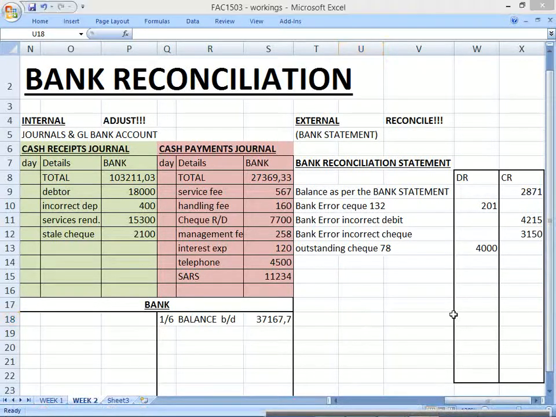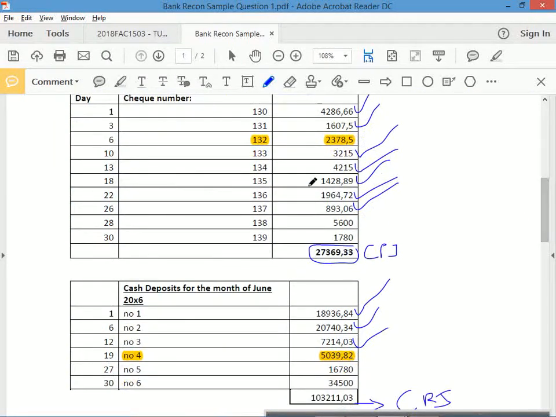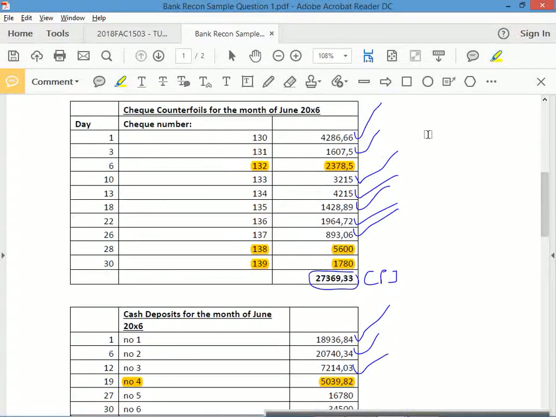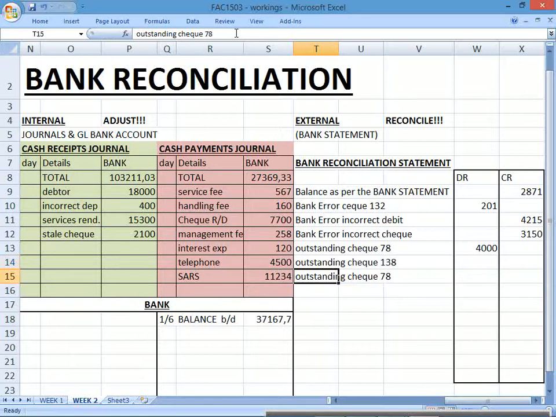Okay, we're almost done, guys. Okay, now you've ticked everything there. Have I ticked everything here? No, I still need to look at these last two. Highlight those last two. Right, these are checks that are outstanding for this month, for June. So 138, 139. Outstanding check, outstanding check. 138, 139.